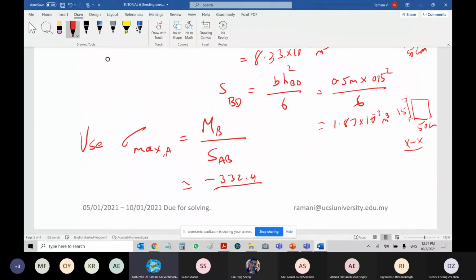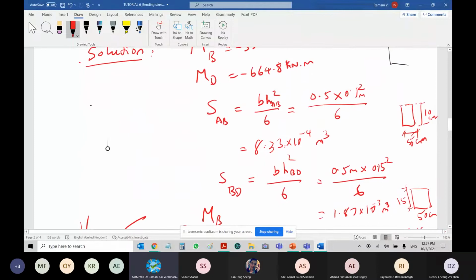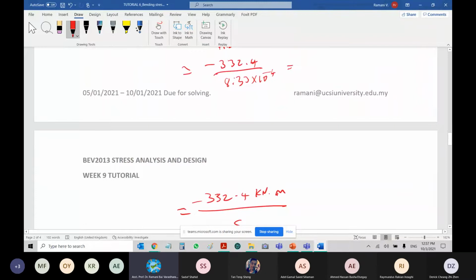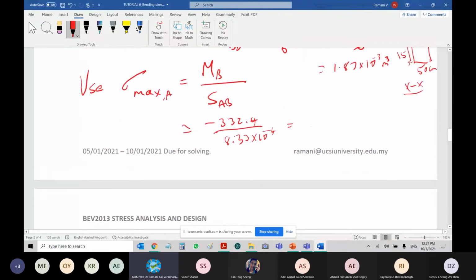332.4 newton meter divided by this value, S_AB. This is for AB. S_AB will be 8.33 into 10 power minus 4. Now come on, give me the answer, please. This is the answer for your bending stress, the maximum bending stress at A for beam AB.